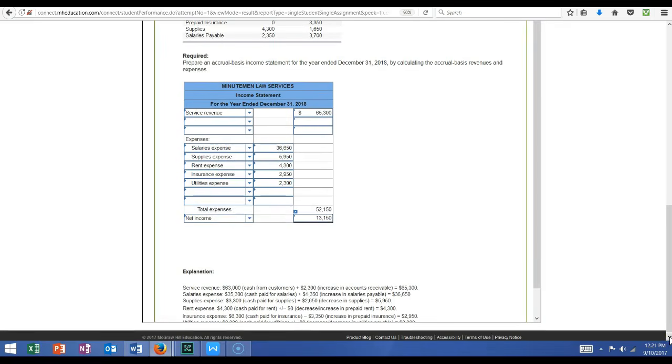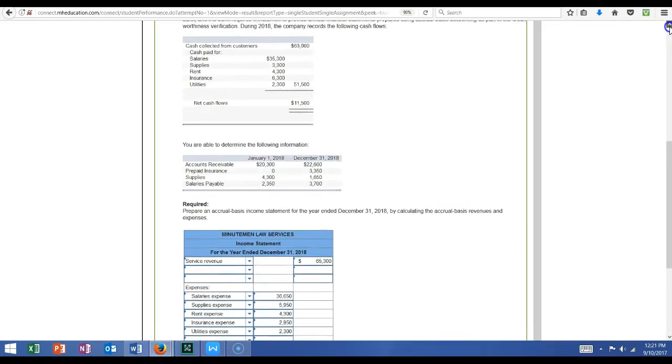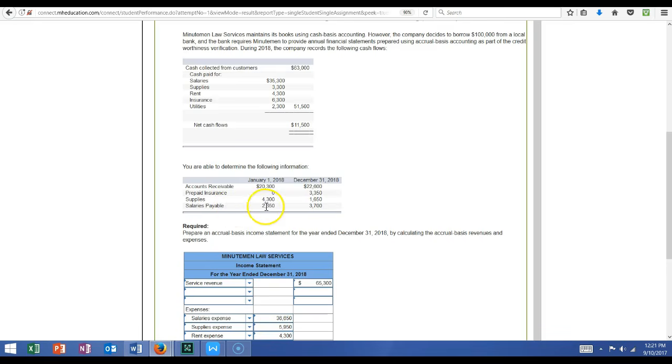Now, supplies expense, we paid cash for supplies of $3,300 plus our $2,650 of a decrease in supplies. So let me show you what we're talking about. Do you see on January 1st, our supplies were $4,300. On December 31st, our supplies are $1,650. That means when we went to do a count on hand, at the beginning of the year we had $4,300, at the end of the year we have $1,650.